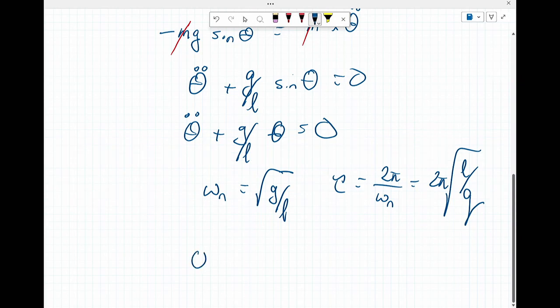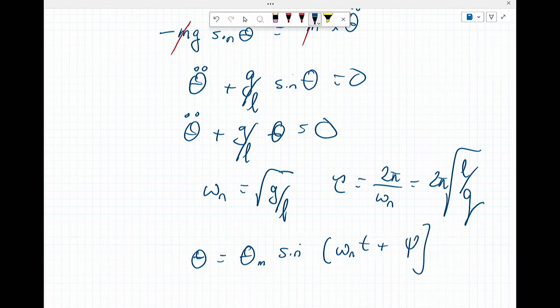Your oscillation is going to be this if you use that form of the equation. And if you remember, that's one of the two forms of the equation that you had for a pendulum.